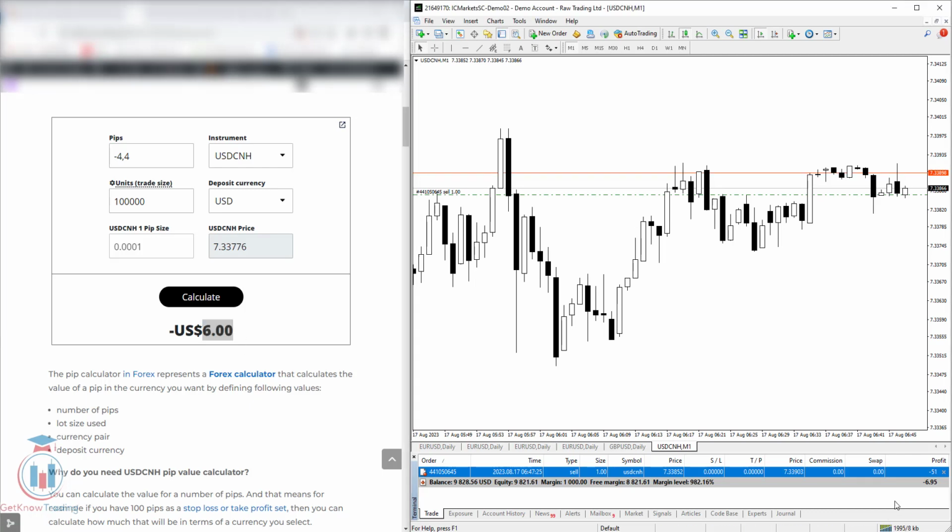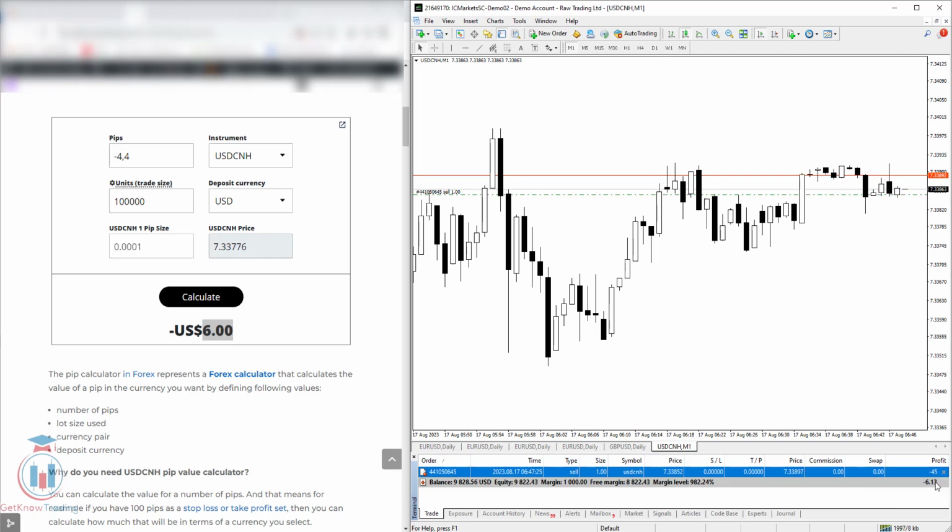When you go here to the trading platform, you should get the same value. Now it will be a little bit hard to put the same value at the same time. Let's put here 6.30 minus 4.5. You can see it here. Minus 4.5 pips, it is minus 6.13 US dollar. It is the same values, which means that you can use this Pip value calculator to calculate how much money you would make based on the number of pips.